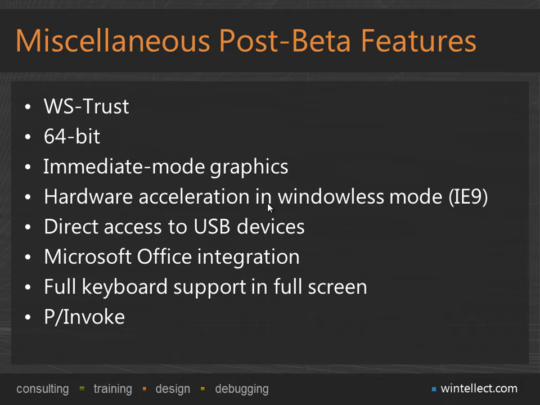So when I say miscellaneous post-beta features, you can go out right now, you can download the Silverlight 5 beta, and you can start playing with it. These are features that are promised to us but are not in the beta, so you can't play with these right now. So there's not too much I can show you. I can talk about it, so I thought I'd shove them in this slide and then we'd move along.